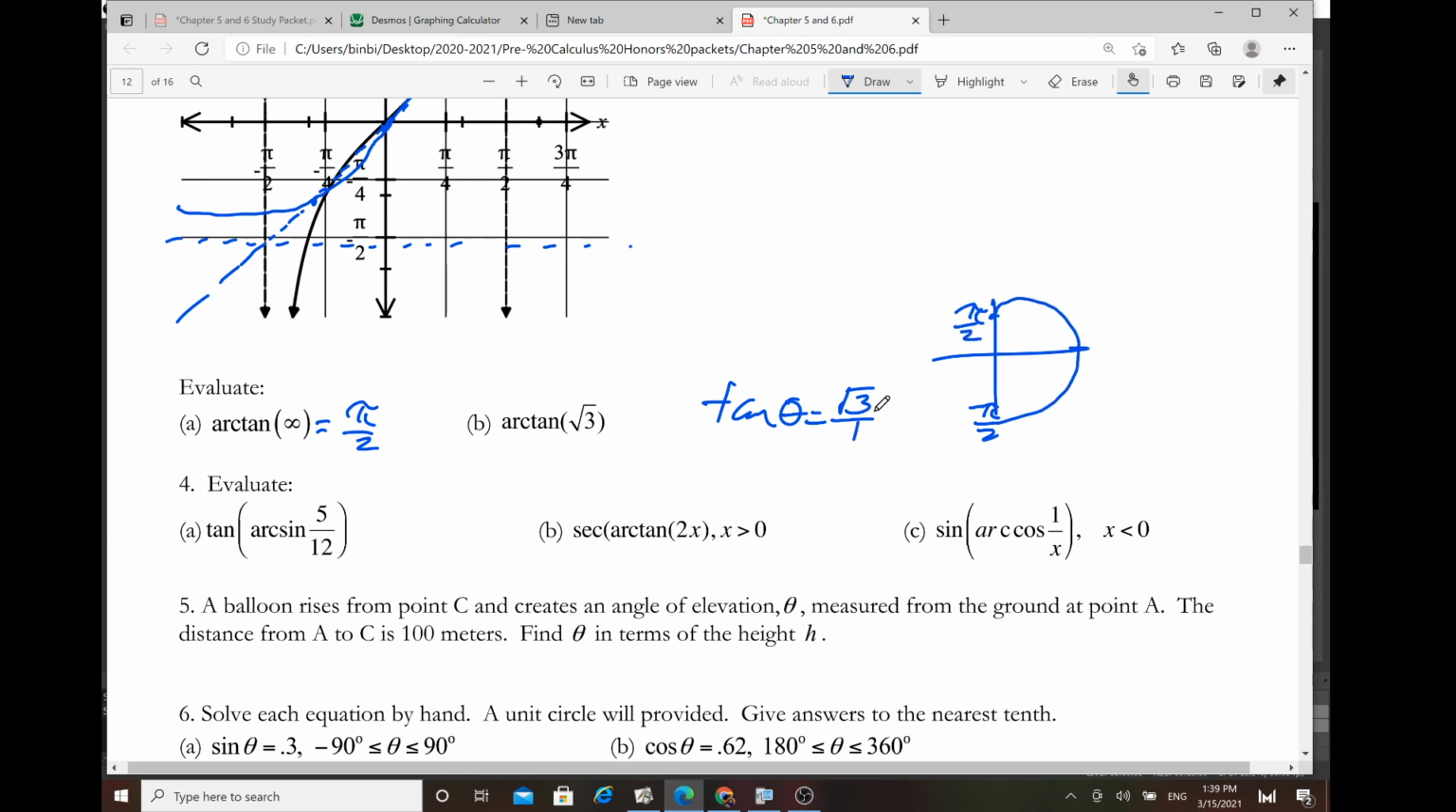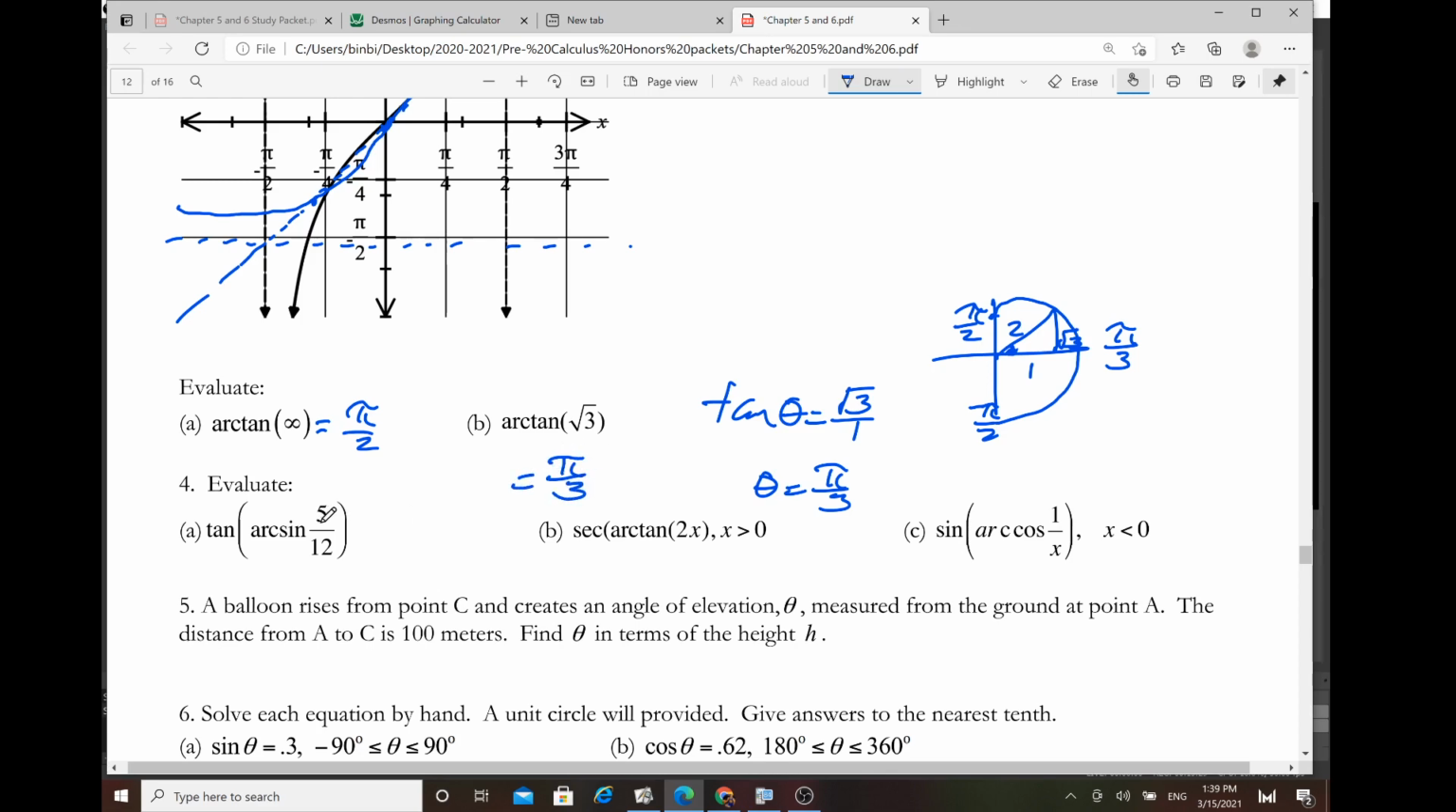So it's a positive ratio, so that means it's in quadrant 1. Opposite over adjacent, so root 3 over 1. So that means this angle here is considered pi over 3, 60 degrees. Okay, so pi over 3.